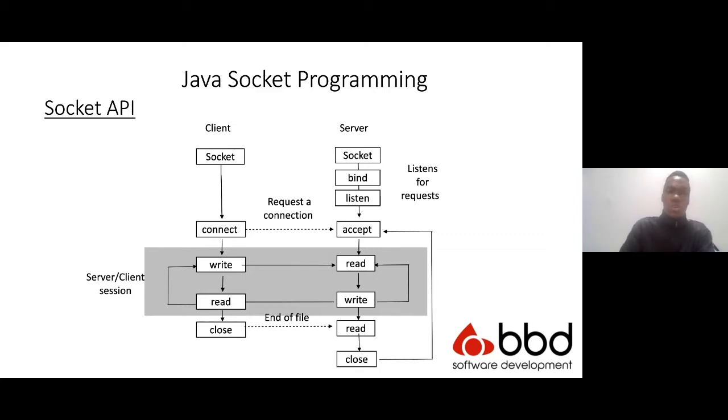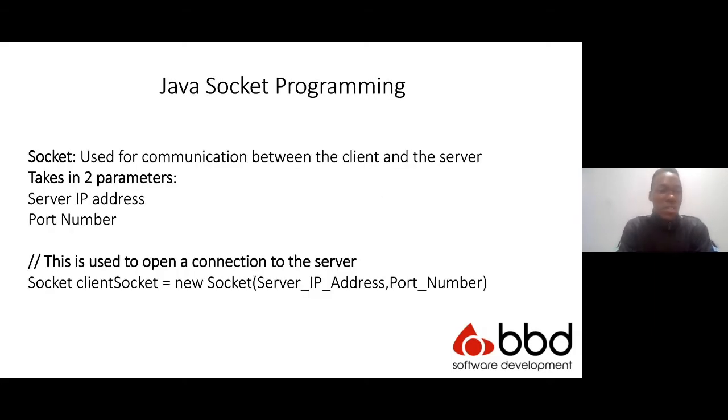So that is the socket API and just generally how it works. So what is a socket? A socket is basically used when programming on the client side. It's used for communication between the client and the server. This socket takes in 2 parameters. It takes in the IP address of the server it wants to connect to, as well as the port number.